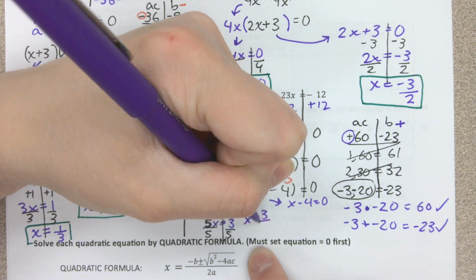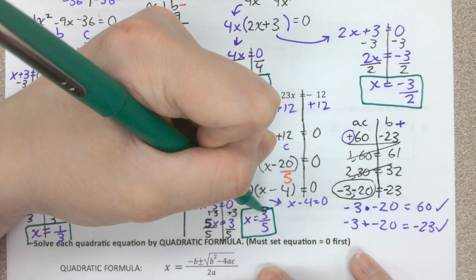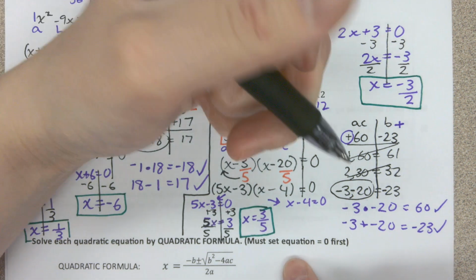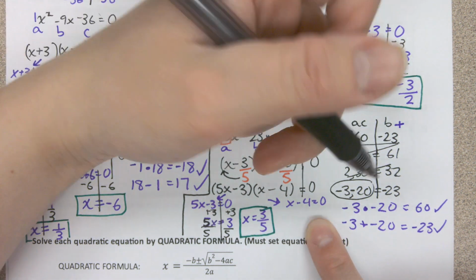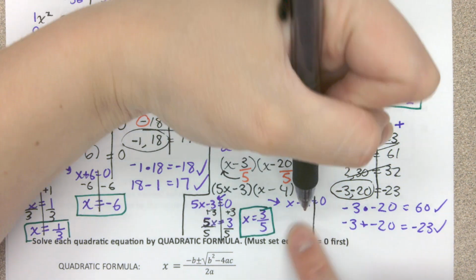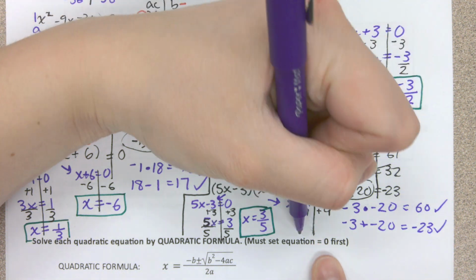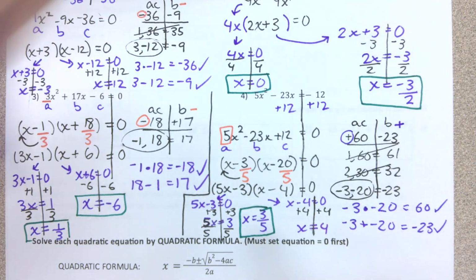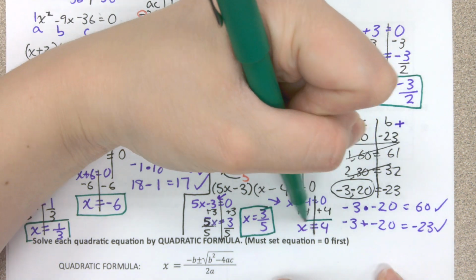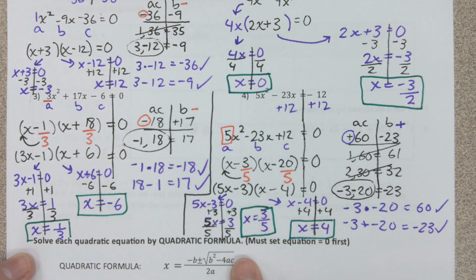X is equal to 3/5. That's one of my answers. And x minus 4 equals 0. This is a minus 4, so I'm going to plus 4 on both sides. X is 4. And there you have it. Here are the two answers.